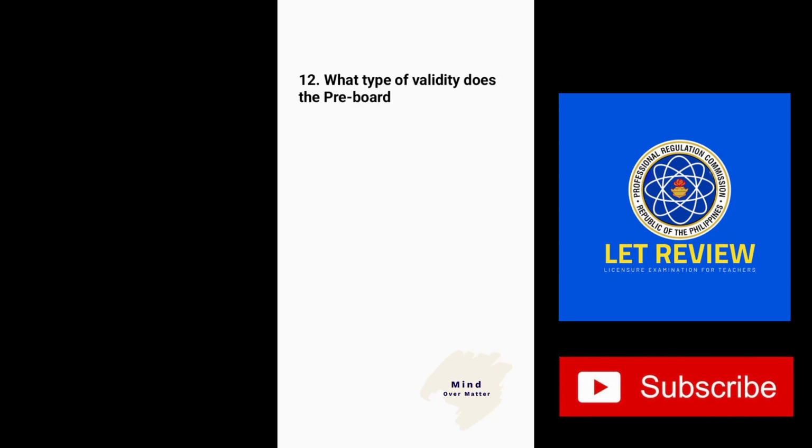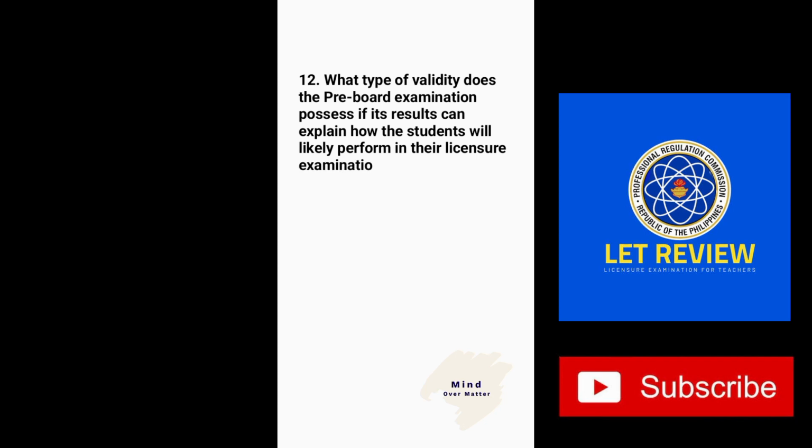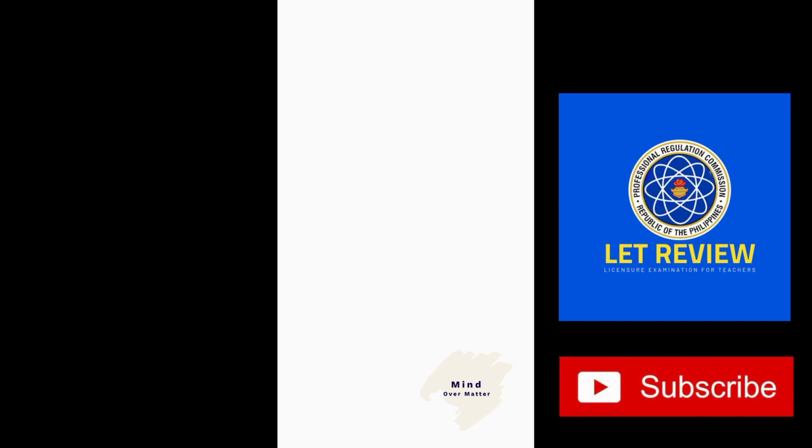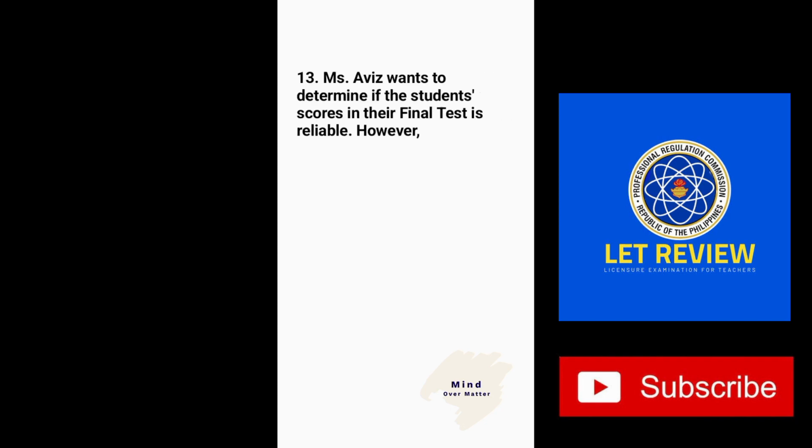Number 12. What type of validity does the pre-board examination possess if its results can explain how the students will likely perform in their licensure examination? A. Concurrent. B. Predictive. C. Construct. D. Content.